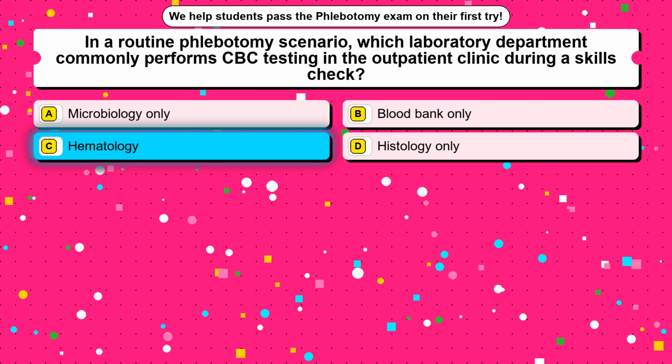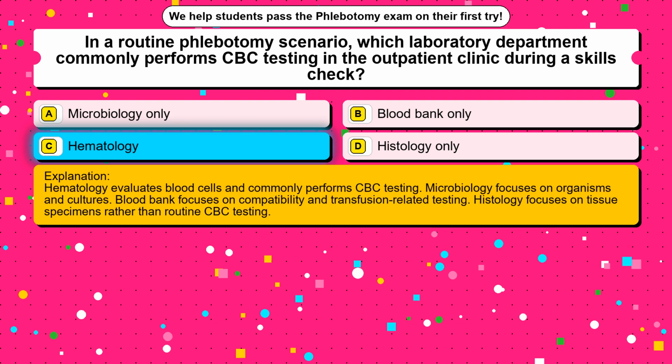Hematology. Hematology evaluates blood cells and commonly performs CBC testing. Microbiology focuses on organisms and cultures. Blood bank focuses on compatibility and transfusion-related testing. Histology focuses on tissue specimens rather than routine CBC testing.